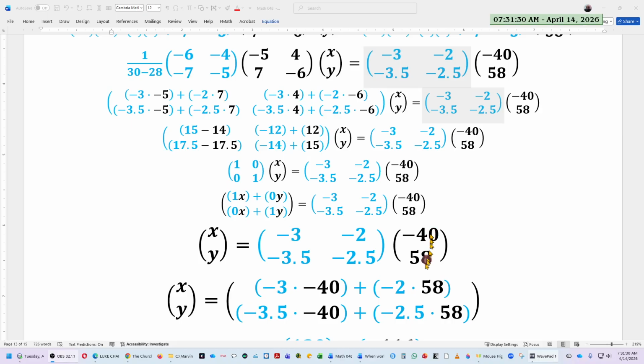And notice I'm putting the inverse matrix in the front because if this was a 2 by 1 trying to multiply a 2 by 2, it wouldn't work. So the 2 by 2 has to multiply the 2 by 1. So it does matter where you put it. It has to go in the front. If you try to put it in the back, it is not going to work.